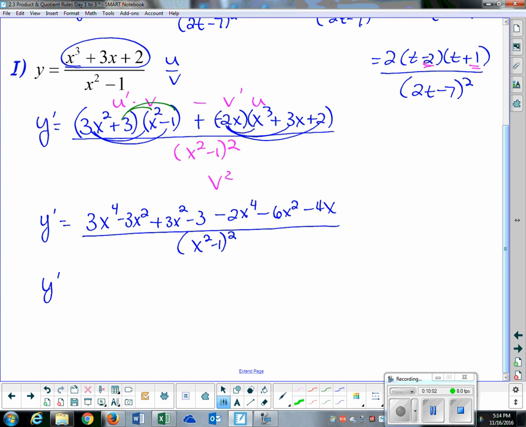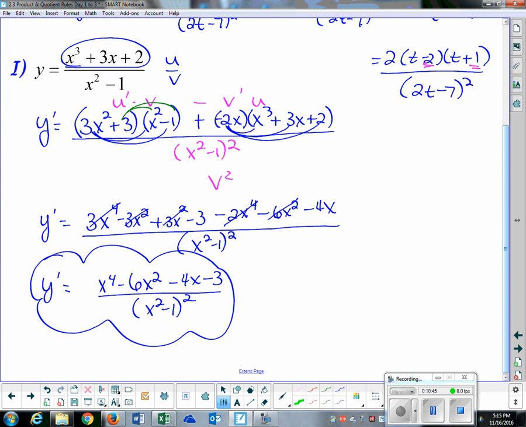Collect your like terms, simplify this out, we would have x to the fourth minus, whoops, those are gone, aren't they? So minus 6, I almost did minus 9. Minus 6x squared. So we get the fourths done, and the squarings are done. There are no cubes. I do have a minus 4x and a minus 3 divided by an x squared minus 1 quantity squared. You could try the grouping method to see if you could factor that numerator, but from what I'm seeing, I do not believe that's going to factor, so we're just going to leave our answer right like that.